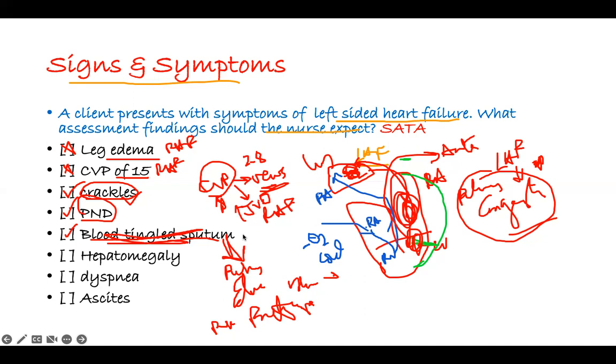And then, B sharp, check my prioritization. You'll see that B sharp is an airway problem. This one is hepatomegaly, that means big liver, and that is right heart failure. I never said anything about it. It has nothing to do with the lung, so wrong answer. Dyspnea, yeah, that is something related to the lung. Okay, so that's the right answer. And ascites, fluid in your abdomen, is a right heart failure. So that is gone.